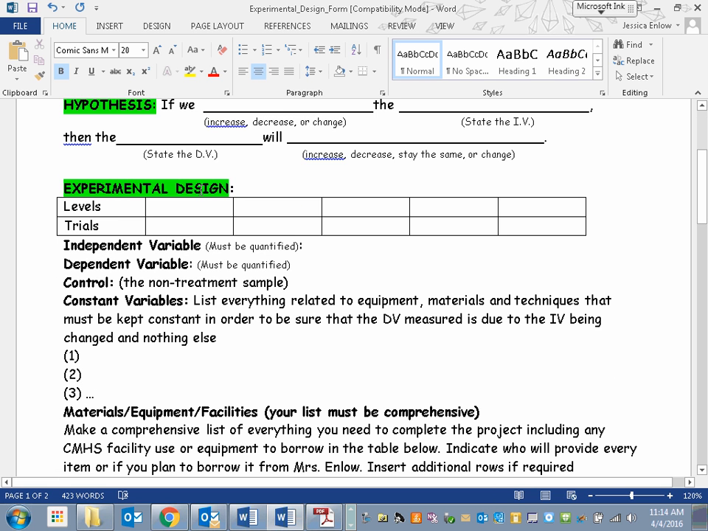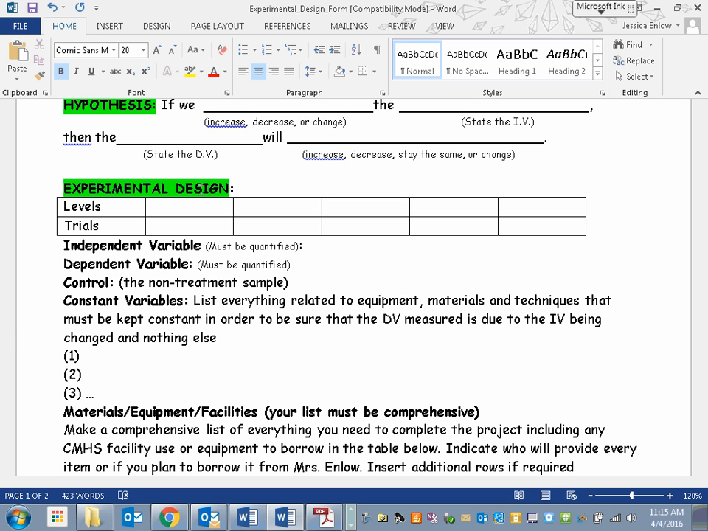Levels and trials. The trials definitely, you guys might say, I'm using this percentage of hydrogen peroxide, this percentage, and this percentage, and that can actually be the levels. And the trials might be, I'm doing 2 trials in each of those. So that sometimes mixes people up, but try your best to ask me questions because it's really going to be dependent upon your test that you're doing.